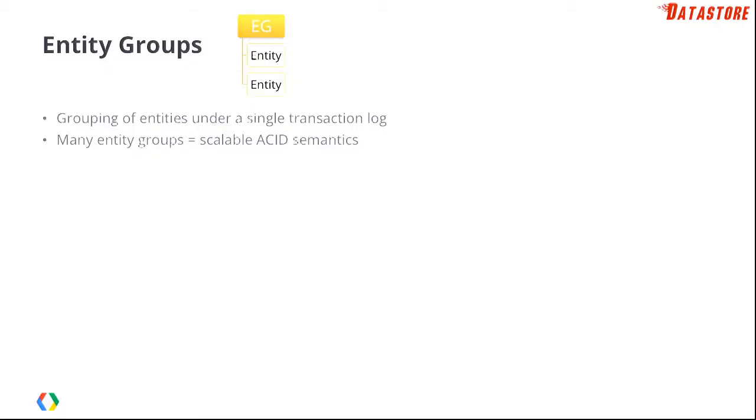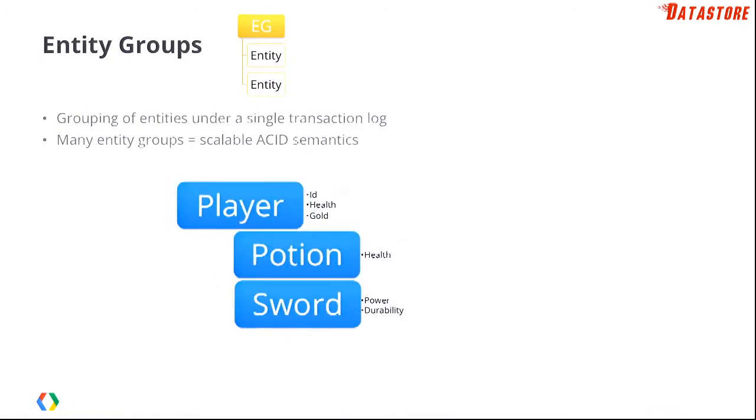Data store actually supports transactions across rows using something called an entity group. These are groupings of entities under a single transaction log. And the thing they do incredibly well is they provide ACID semantics at scale. So all of these entity groups can have transactions occurring simultaneously, and you can have any number of these entity groups in your application. For example, if you have a game, and you have a player entity, and then you have entities for items in that player's inventory, as long as you structure it in such a way that the items in the player's inventory are in the same entity group as the player, you can act on these transactionally.